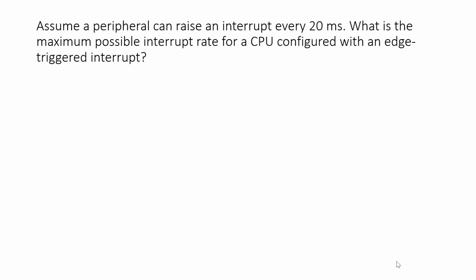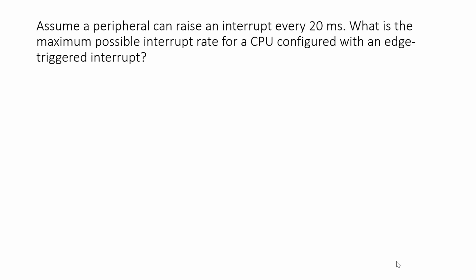Yeah, I said it can raise an interrupt every 20 milliseconds. It's implied that if it can raise it every 20 milliseconds and it's able to lower it in the interim time between each time it raises it, then wouldn't the maximum be 100 times per second, because it can raise and lower, presumably, every 20 milliseconds, and then it's configured for an edge-triggered interrupt?